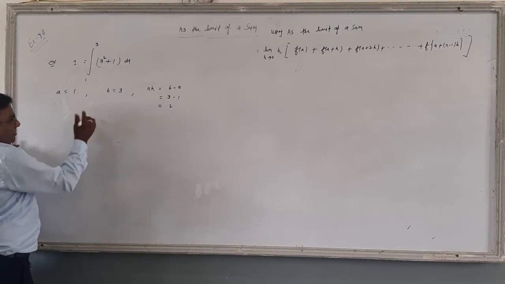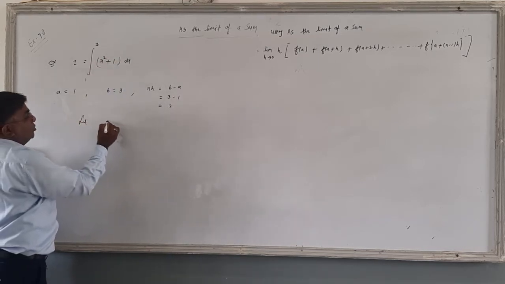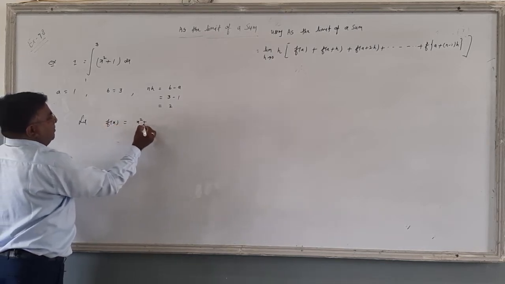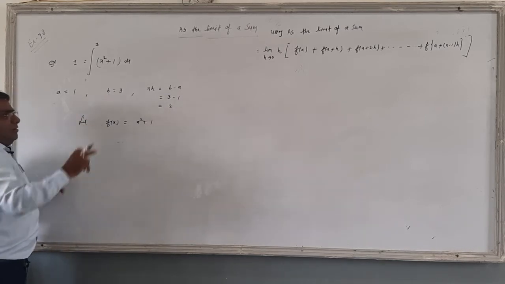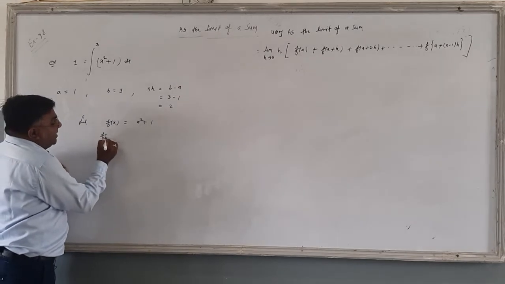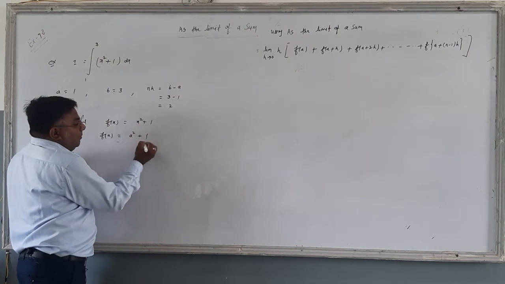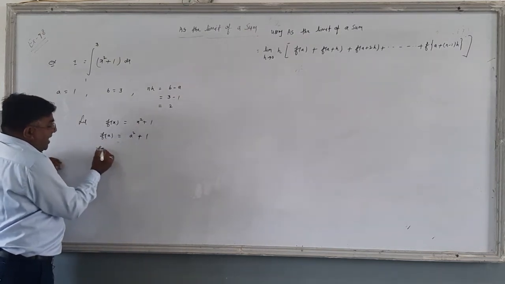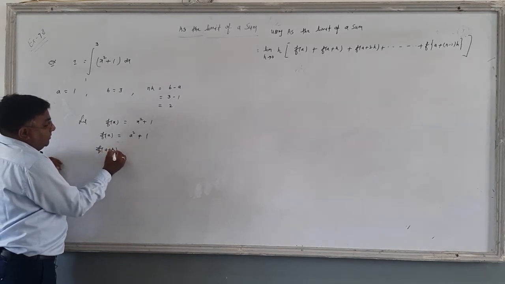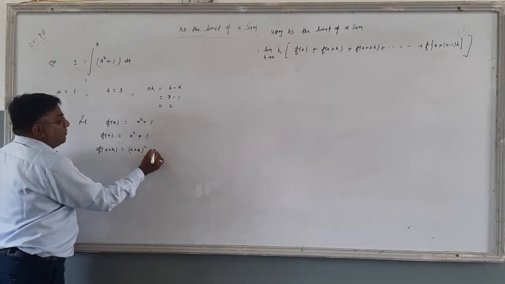Now starting this question, what is the integration of x square plus 1? Let x square plus 1 be f of x. First, the value of f of a: replace x with a, that is a square plus 1. Now replace x with a plus h, that is the second value, f of a plus h, which is a plus h whole square plus 1.